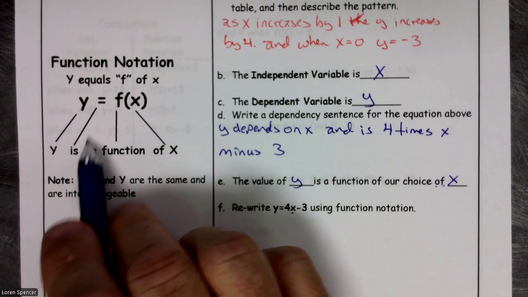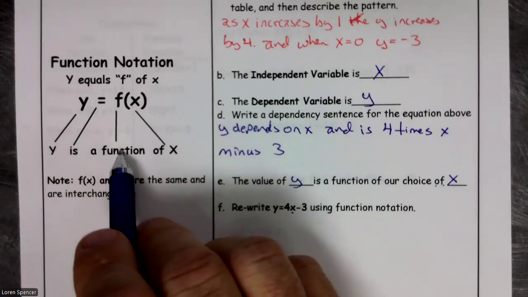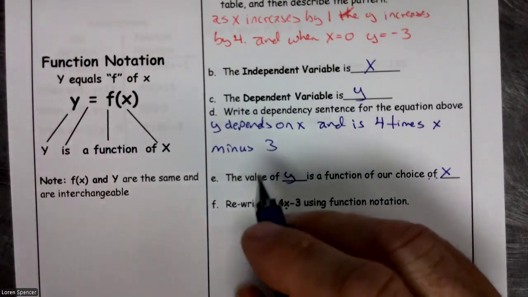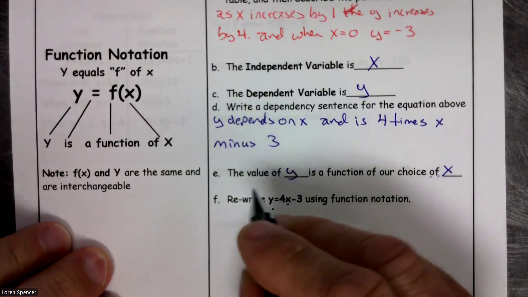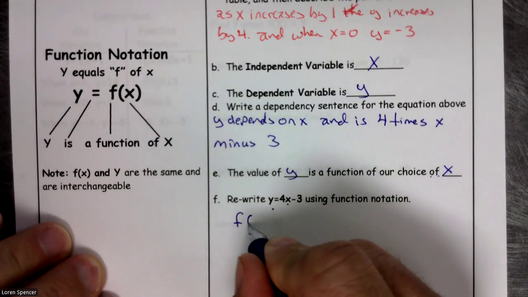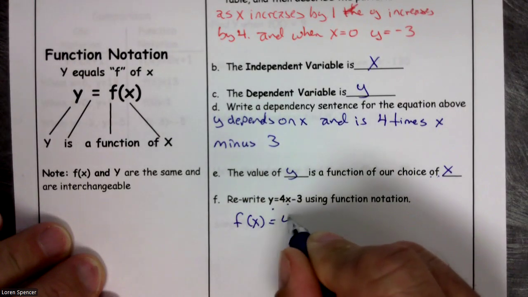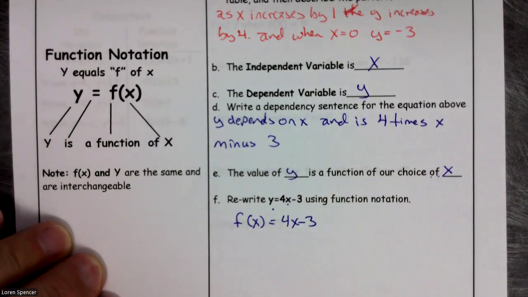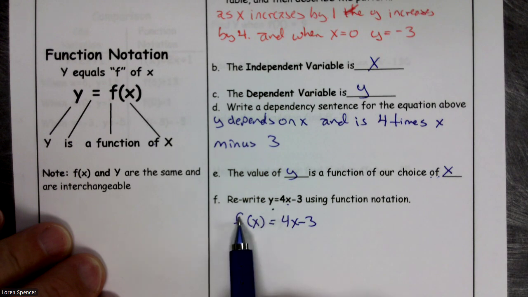So y means equal a function of x. All we're going to do is replace this y with f of x. So f of x equals 4x minus 3. That's all we had to do. All we did was replace the y with f of x.